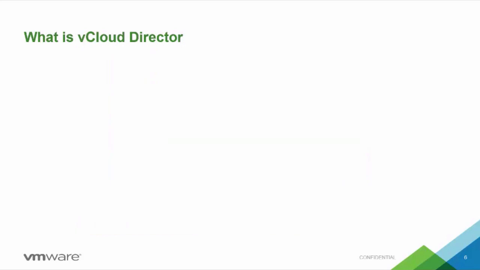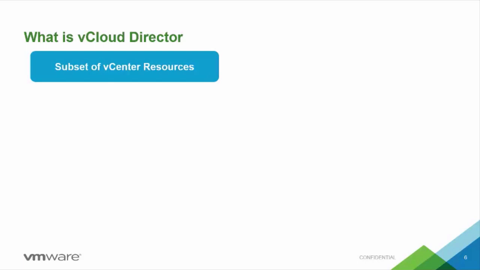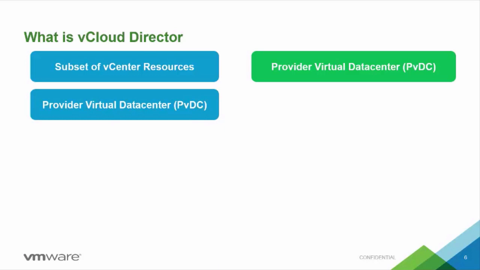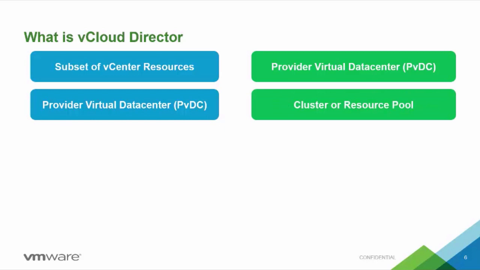So let's move on. For those of you that have worked with vSphere, we'll talk about how that integrates with cloud and what we look at in terms of what we know as opposed to what vCloud is. So you can think of vCloud as a subset of vCenter resources, and in vCloud we'd call that a provider virtual data center. A provider virtual data center, if you want to think about it, is merely just a subset of resources from a cluster or resource pool.